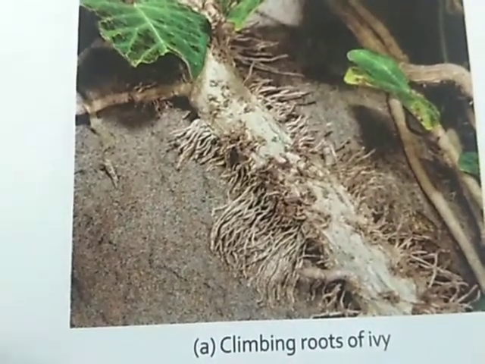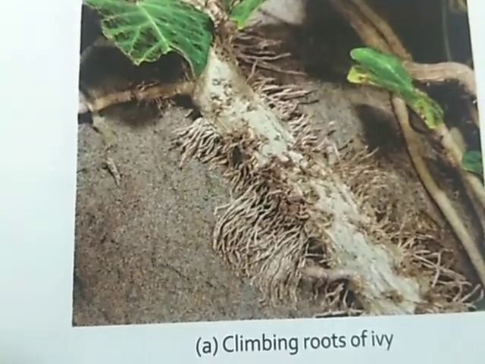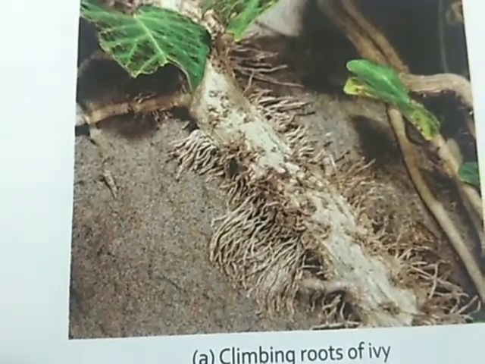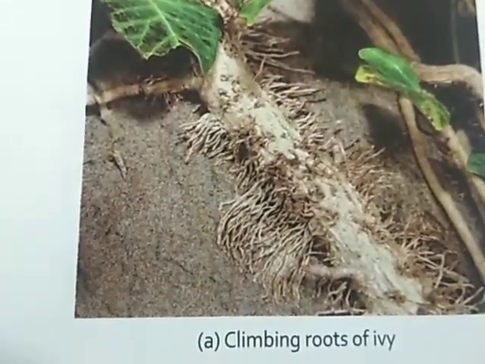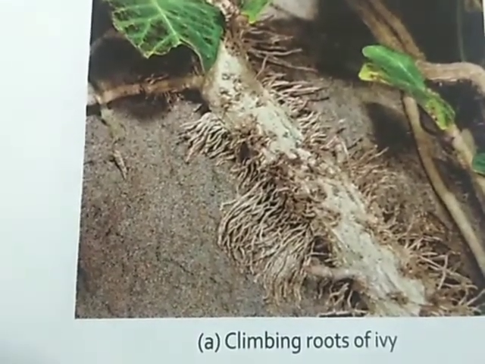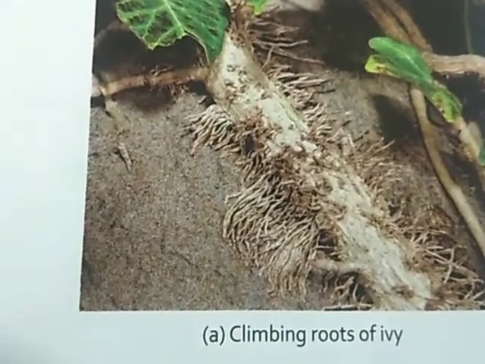Now these are the climbing roots. You can see here in the picture. Some plants such as money plant, black pepper and ivy have a weak stem. Climbers have a weak stem, and they need support to grow.